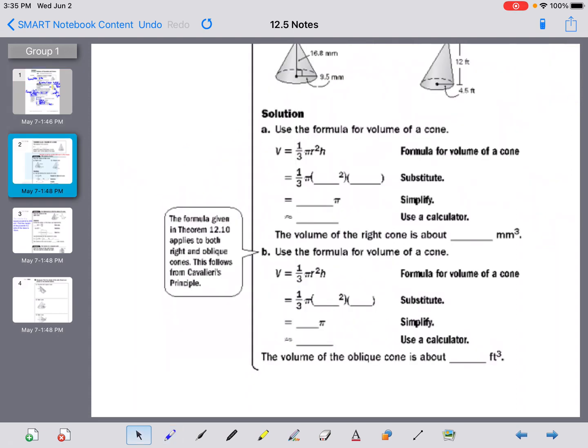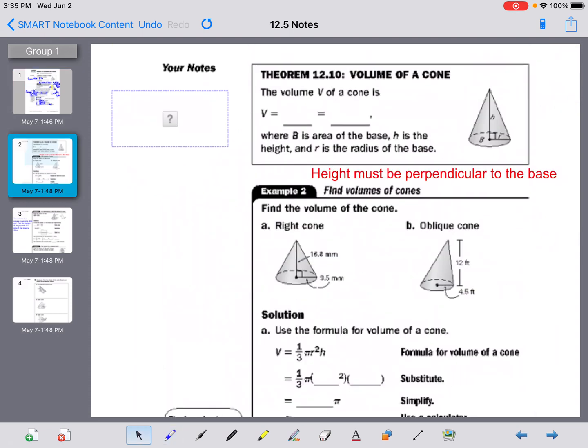Let's move on to page 2. And this is volume of a cone. Very, very similar to volume of a pyramid. If you fill a cone with water or with rice or something, and you have a cylinder that has the exact same base and the exact same height, it's going to take you 3 cones to fill that.